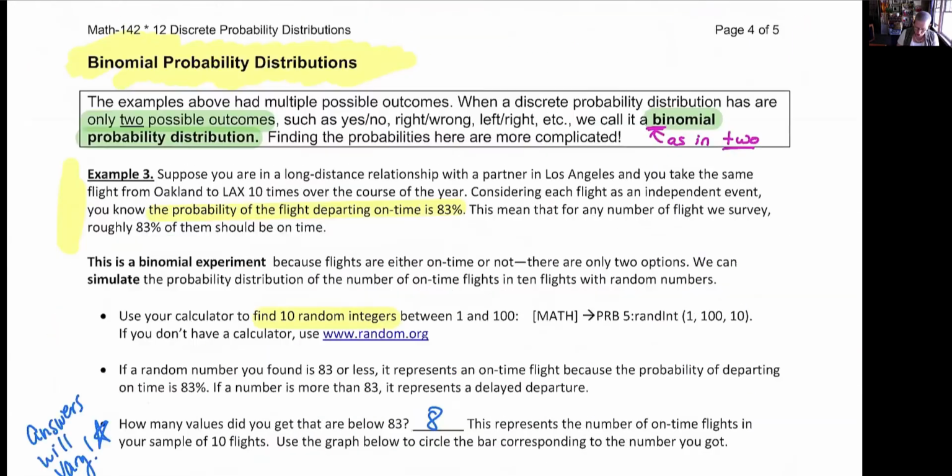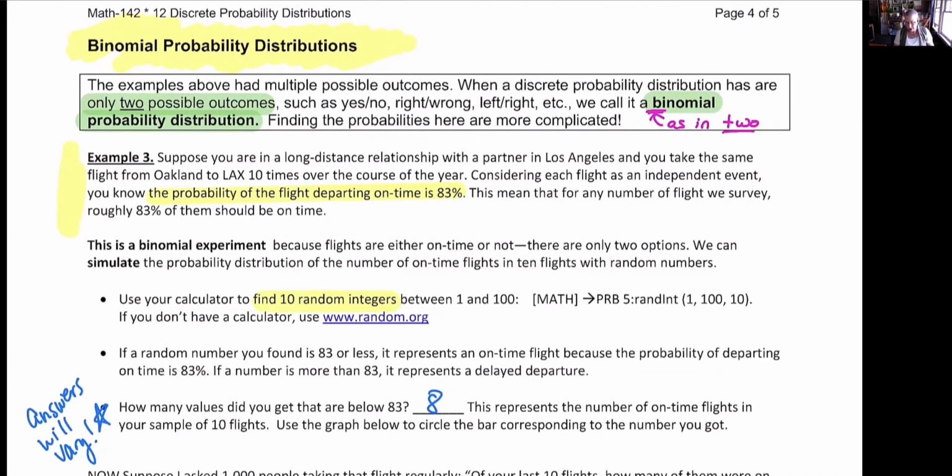Going forward to page 4, binomial probabilities are those that only have 2 outcomes. So a yes or no, right or wrong, left, right, Democrat, Republican, religious or not, pet owners or not. A discrete probability distribution would be, what kind of pet do you have? Cat, dog, lizard. And you remember I asked you that question on the first day of class. We could change that into a binomial probability distribution by just saying, do you have a pet? Yes or no. So again, we can look at the same variable 2 different ways.